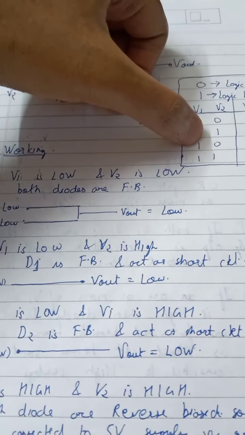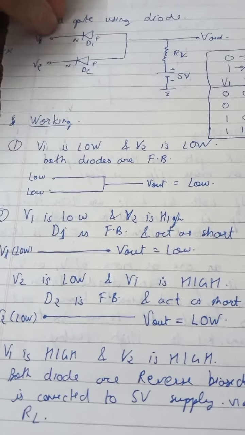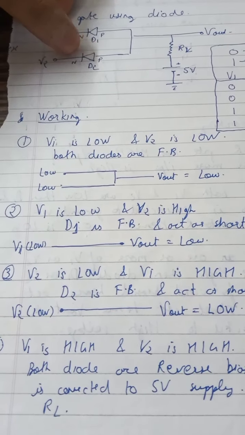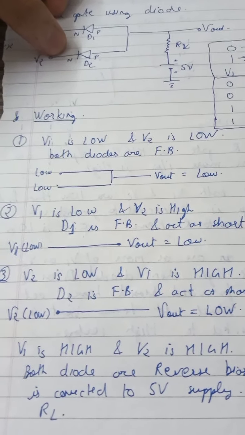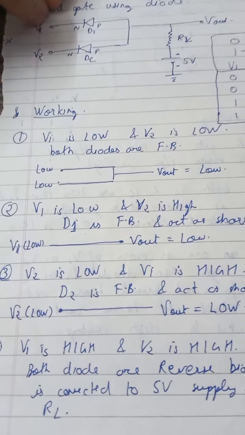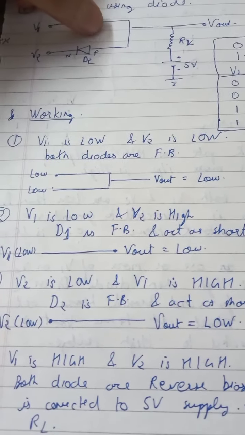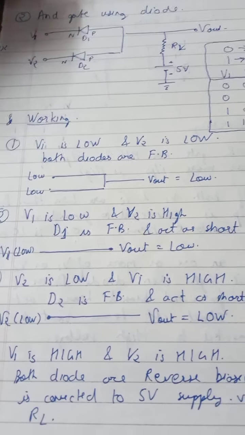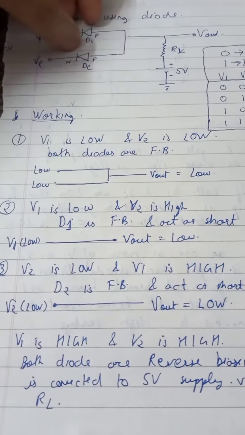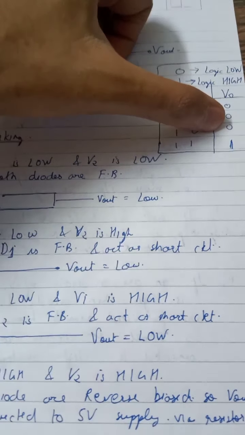Now in the third case, V1 is 1 or logic high and V2 is low or logic 0. So when V2 is low and V1 is high, then N terminal is connected to logic low V2, so the diode D2 will act as forward bias and act as short circuit. V1 is logic high, so N terminal is connected to logic high, so diode D1 will be reverse bias, so it can be replaced by an open circuit. So Vout will be connected to logic low of V2, so Vout will also be low. So this is the third case. When V1 is logic high and V2 is logic low, then Vout is also logic low.